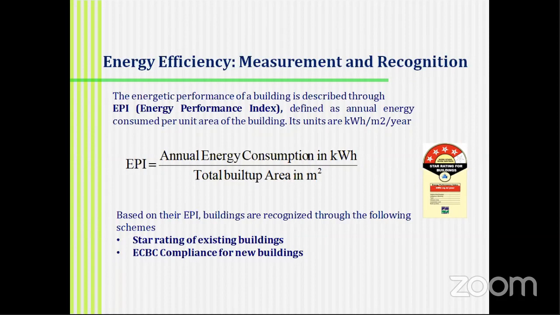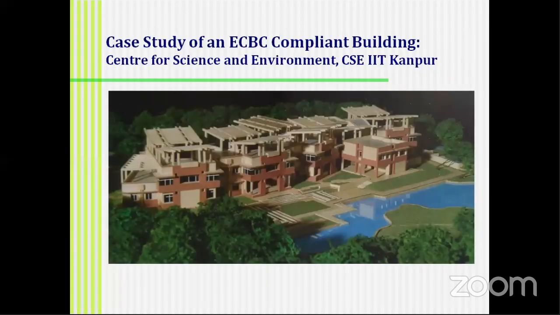And of course, based on this, they also have a star rating scheme. ECBC is the basis, and EPI is the measuring index. And with that, BEE has launched the star rating of existing buildings from 2009. And there is also what is called an ECBC compliant building for new buildings, to ensure that every building tries to achieve energy efficiency.